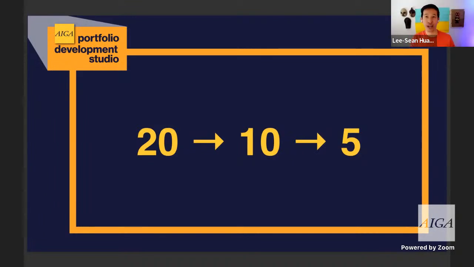And the reason why I start with 20 is it's the number of slides in a Pecha Kucha or a lightning talk kind of presentation, right? So if you ever had to give one of those, you get 20 slides. That's a good place to start, but then whittling it down to 10, the number of fingers most of us have, and then to 5 fingers on one hand.